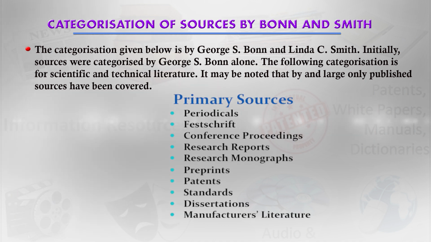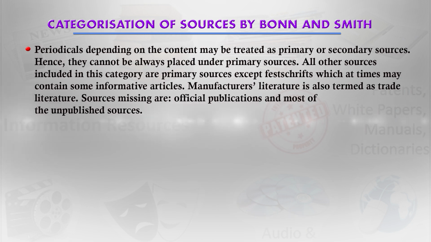So, the first category here is primary sources, which includes periodicals, fast script, conference proceedings, research reports, research monographs, preprints, patents, standards, dissertations and manufacturers literature, which we generally know by the name of trade literature. Periodicals, depending on the content, may be treated as primary or secondary sources. Hence, they cannot always be placed under primary sources. All other sources included in this category are primary sources except fast script, which at times may contain some informative articles also.